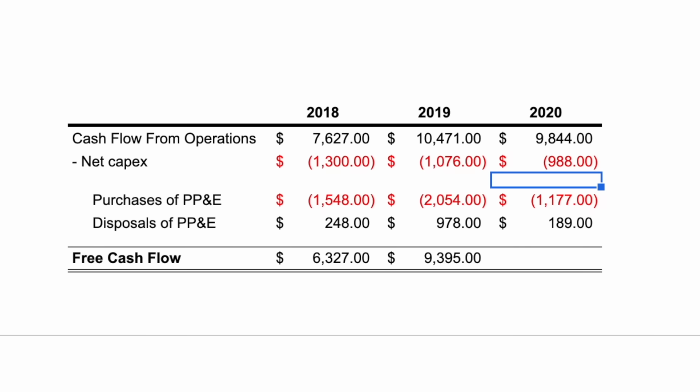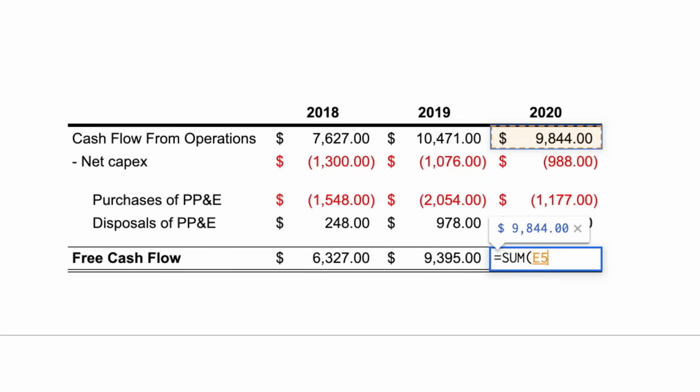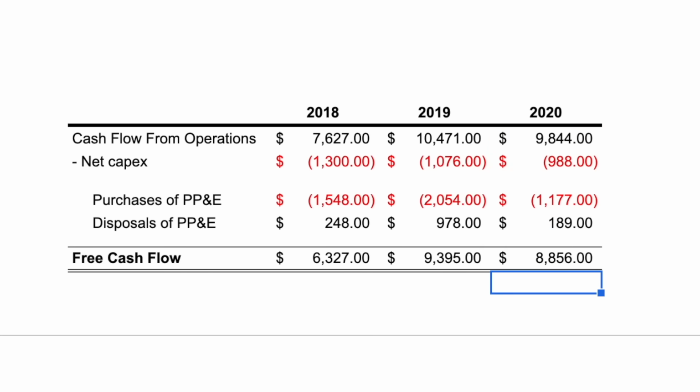Now to calculate free cash flow, we take our cash from operations of $9,844 for 2020 and subtract out net CapEx of $988. This leaves us with $8,856. Remember that these numbers are in millions. This means that Coca-Cola generated $8.8 billion in free cash flow in 2020.